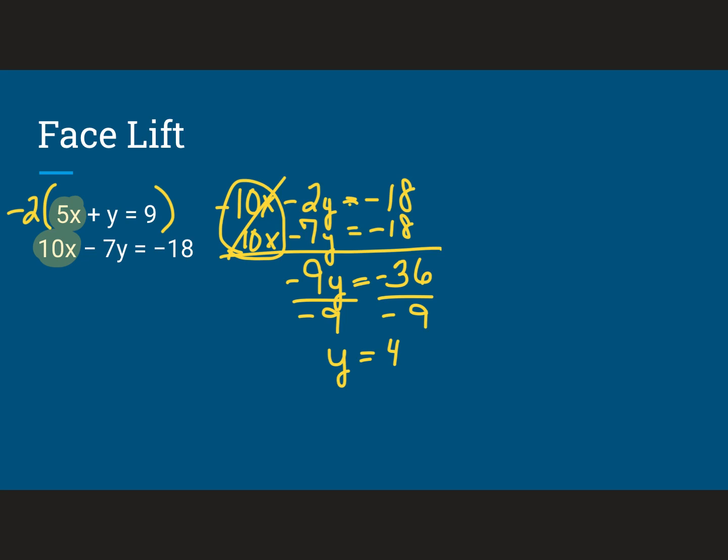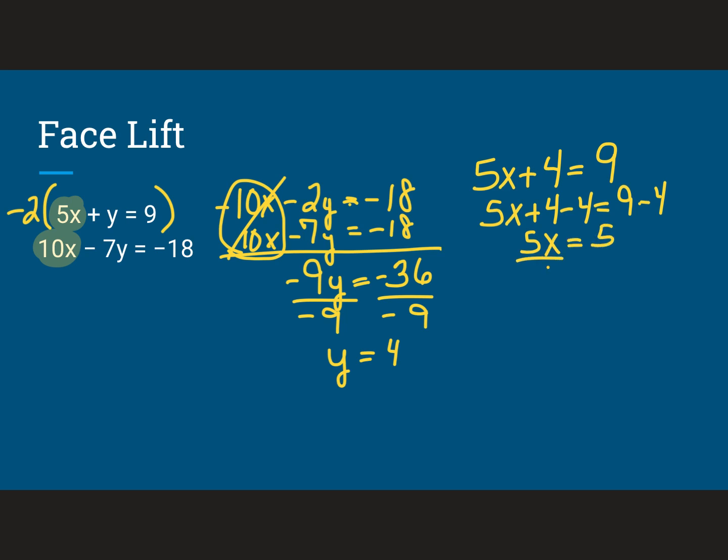And I'm going to go back to the original equation, 5x plus y equals 9. So I have 5x plus 4 equals 9. I'm going to subtract 4 from both sides. 5x plus 4 minus 4 equals 9 minus 4. So I get 5x equals 5. I'm going to divide both sides by 5. I get x equals 1. Okay, so this one, the answer is simply (1, 4).